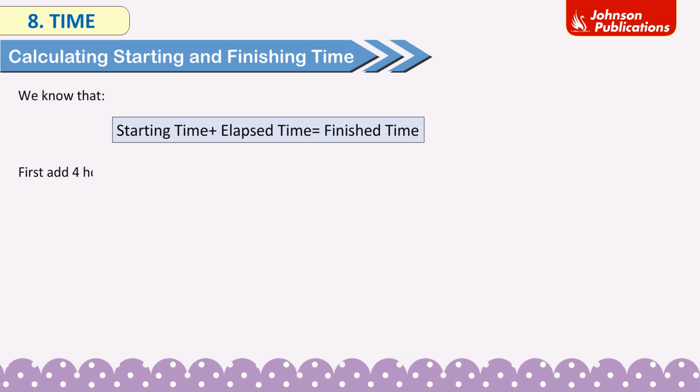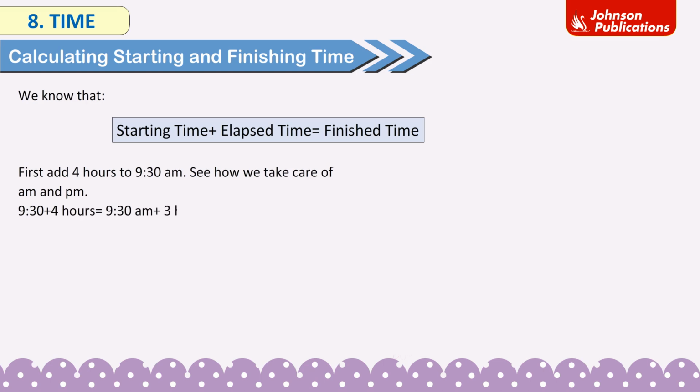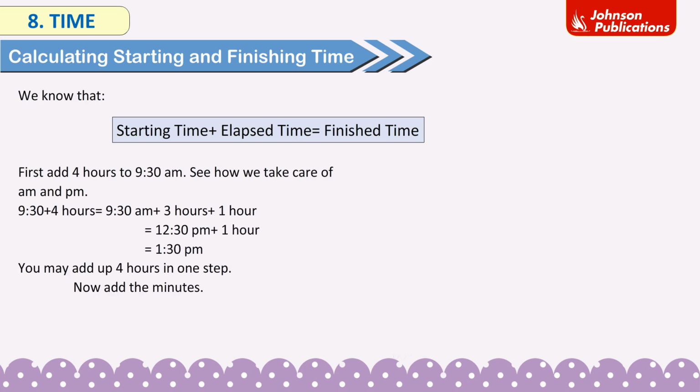First add 4 hours to 9:30 a.m. See how we take care of a.m. and p.m. 9:30 plus 4 hours equals 9:30 a.m. plus 3 hours plus 1 hour. It is equal to 12:30 p.m. plus 1 hour, which is equal to 1:30 p.m. You may add up 4 hours in one step. Now add the minutes. 1:30 p.m. plus 12 minutes is equal to 1:42 p.m.